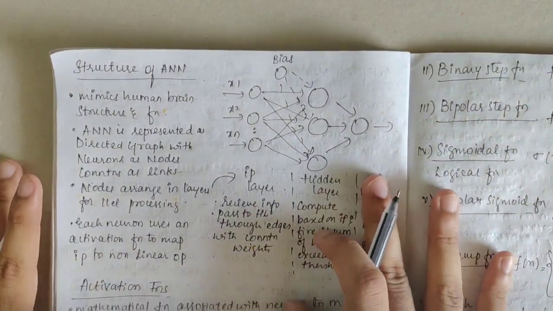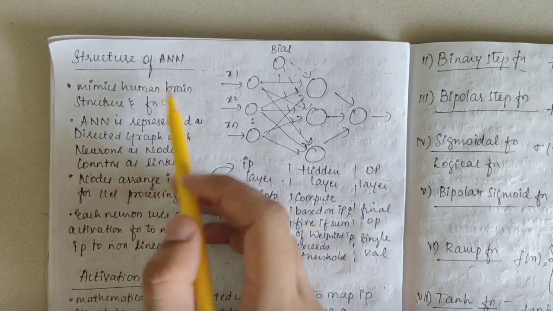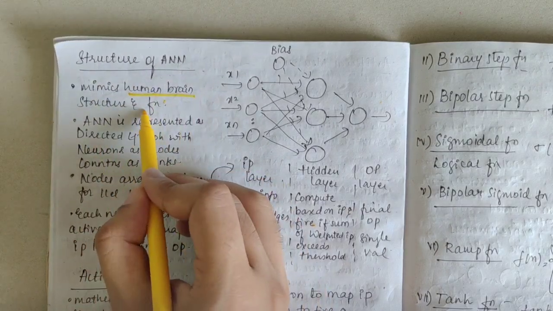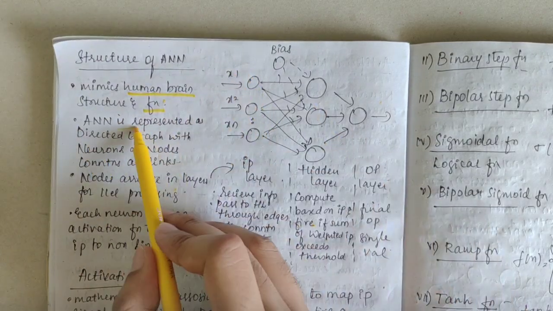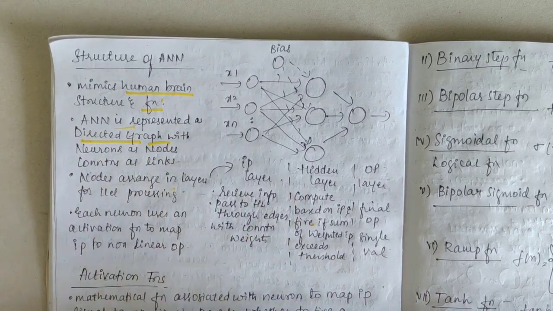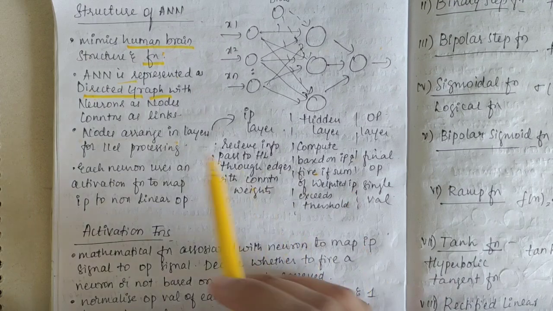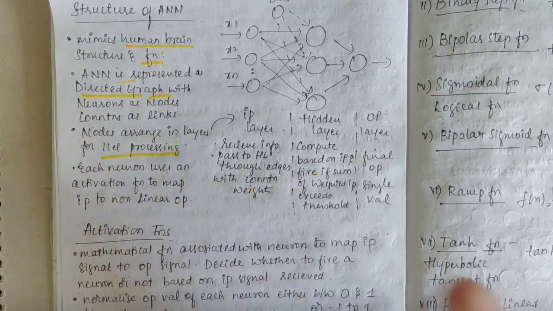Next we'll look into the structure of ANN. As we have discussed earlier, it mimics the human behavior, structure and function also. ANN is represented as a directed graph with neurons as nodes and connections as links. We have seen this in the previous topic. Nodes are arranged in different layers for obtaining parallel processing.